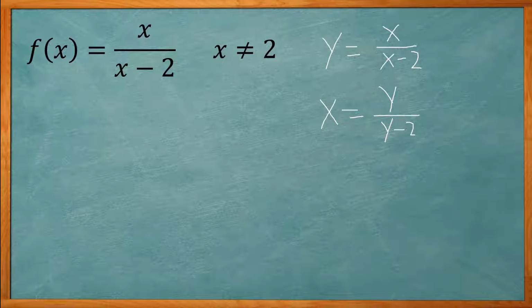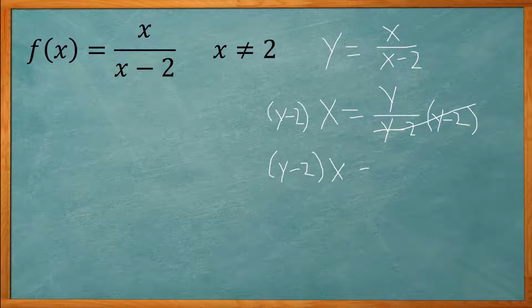Then from here, I want to multiply both sides by y minus 2. That's going to cancel that out, gives me y minus 2 times x equals y. Remember, our goal is to get the y by itself, but I have another y on the left side and the right side. So I'm going to multiply out the left side. Y times x is xy. Negative 2 times x is negative 2x. So xy minus 2x equals y.